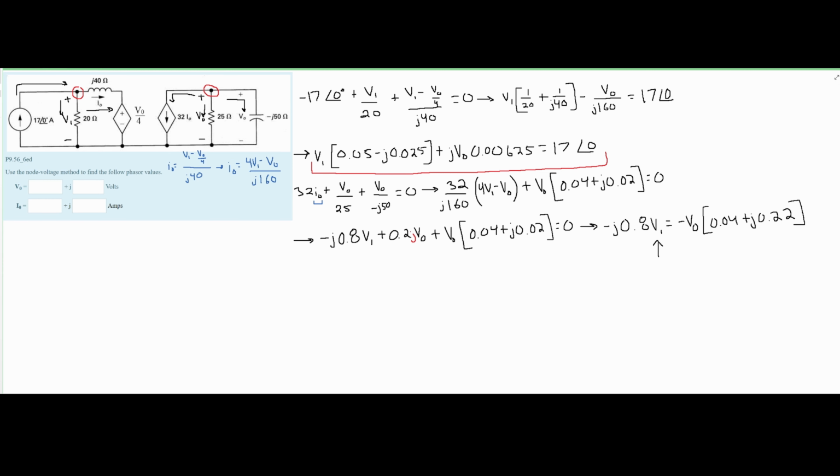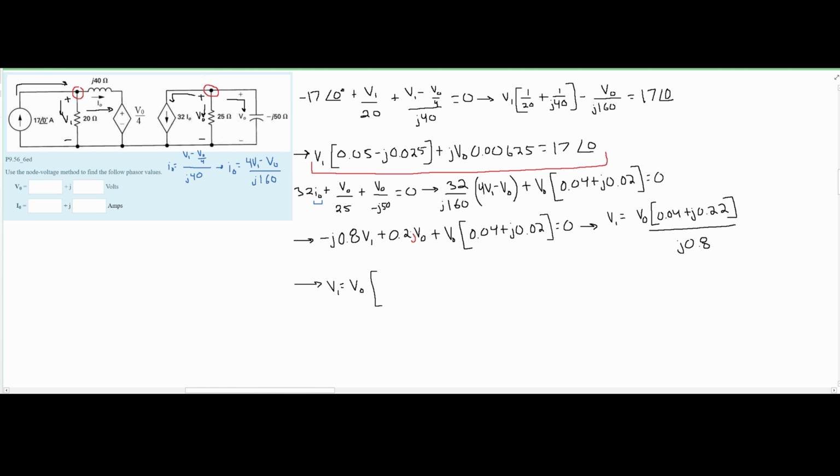So to do this, what I'm going to do is divide both sides by a negative 1. That'll get rid of this negative. And then I'm going to also divide both sides by a j 0.8. And what that'll do is cancel out the 0.8 and j on this side, leaving us with just a V1 over here. We can simplify this even a little bit further. We'll say that our V1 is equal to our V0, and then inside of here, we're going to have our 0.04 divided by 0.8. And this is going to give us the value of 0.05.